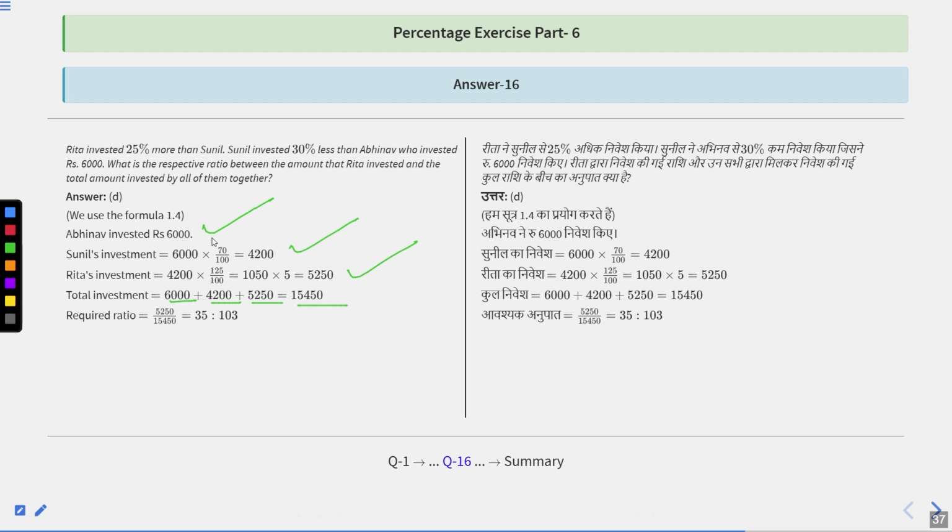15,450. Now the question asked is, what is the ratio of Rita's investment and the total investment by all of these three. So Rita invested 5,250 and the total investment was 15,450, which becomes 35:103. So D is the correct answer.